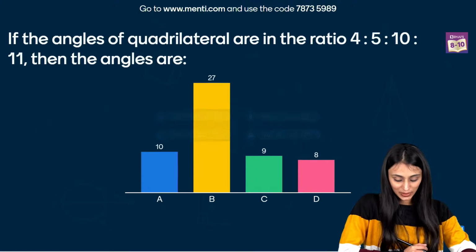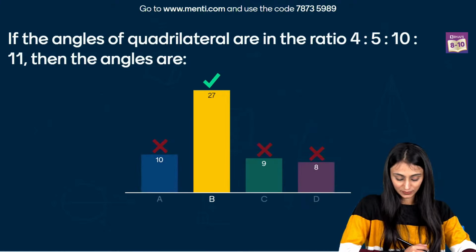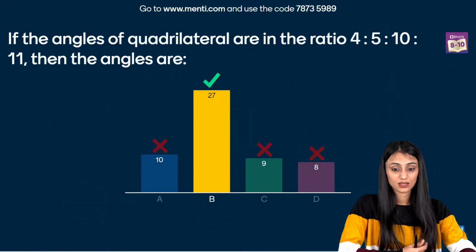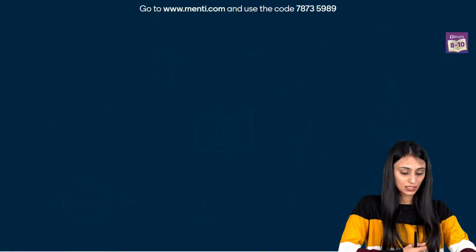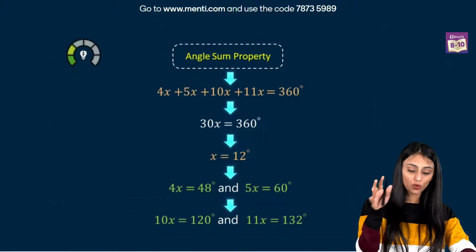Time is up. Okay, let's check the answer. So maximum students have said it's B, which is actually the right answer, but we still have answers like A, C and D. Some are saying it's A, C or D. Let's check the solution and check where you got it wrong actually.